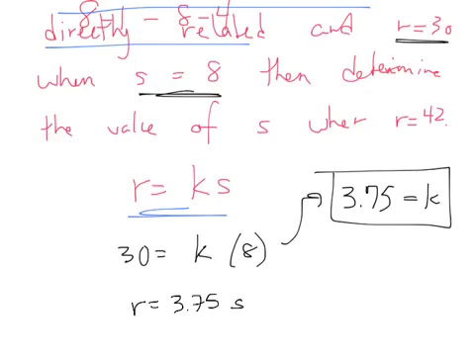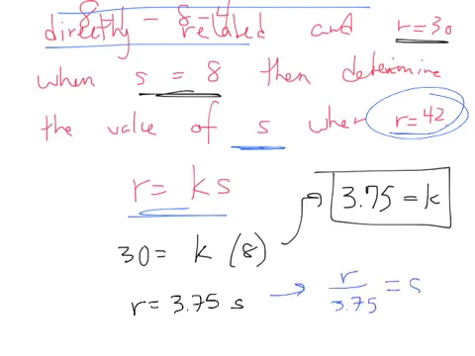Good. And then you can just plug in R, which is 42, to determine S. Determine the value of S when R is 42. Arthur, the reason I paused you there was because what I would do now, if I wanted to get S, is solve generically first. I would divide by 3.75, and I would write it like this: R over 3.75 is what S is equal to.